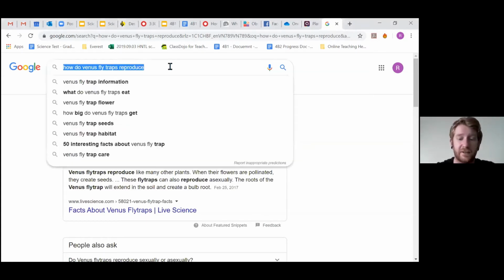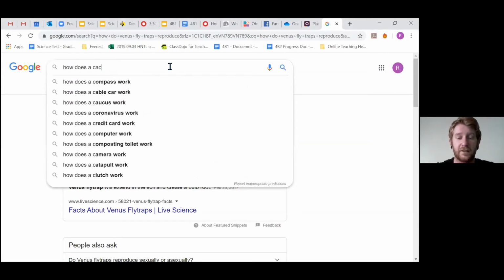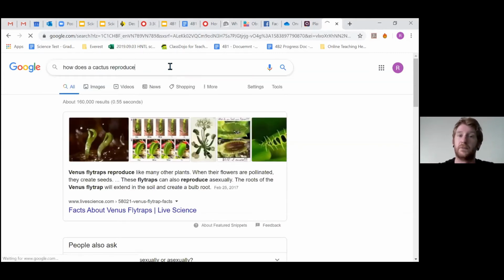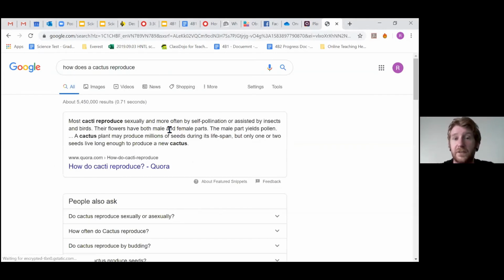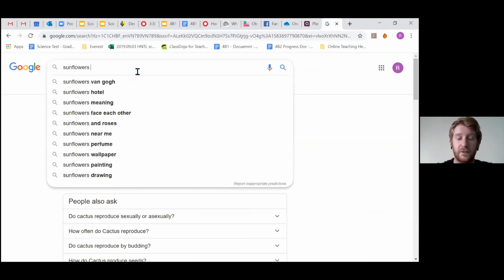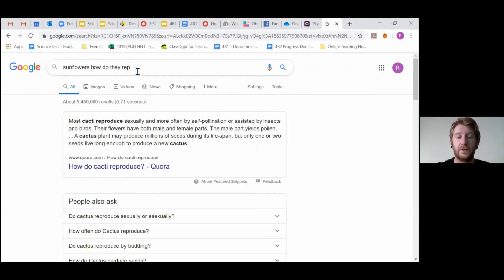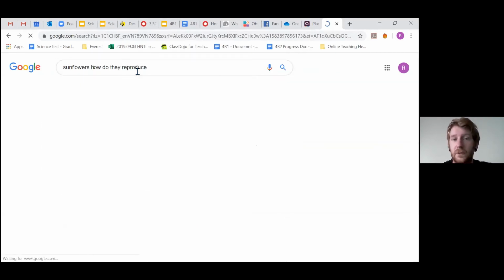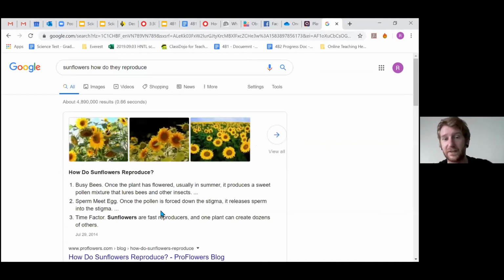If I was to take a cactus, how does a cactus reproduce? Cacti sexually self-pollinate or are assisted by insects and birds. So cactus have pollinators. Sunflowers, how do they reproduce? Busy bees. Sperm meets egg. Again, sunflowers use pollinators. So once again, these are all things that you can search and research, right?